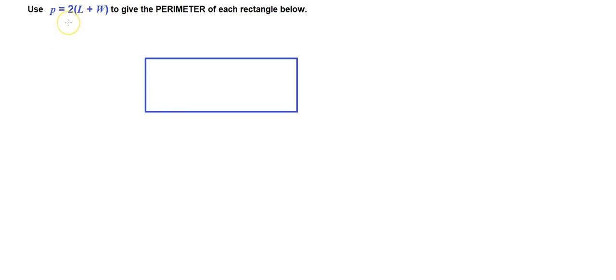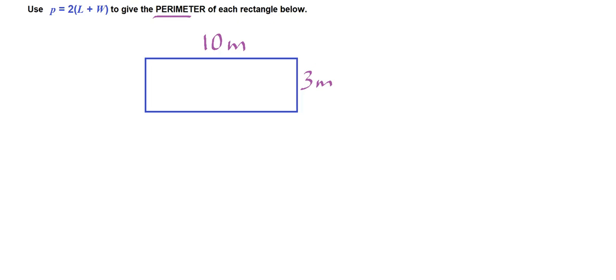Use P equals 2 times L plus W to give the perimeter of the rectangle. In these situations, you would be given the length and the width of the rectangle. So let's do that. Let's say, for example, this is 10 meters, and this is 3 meters.